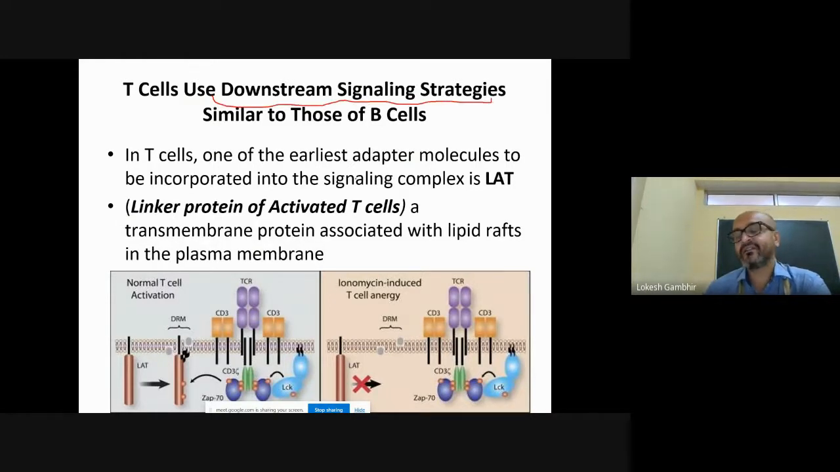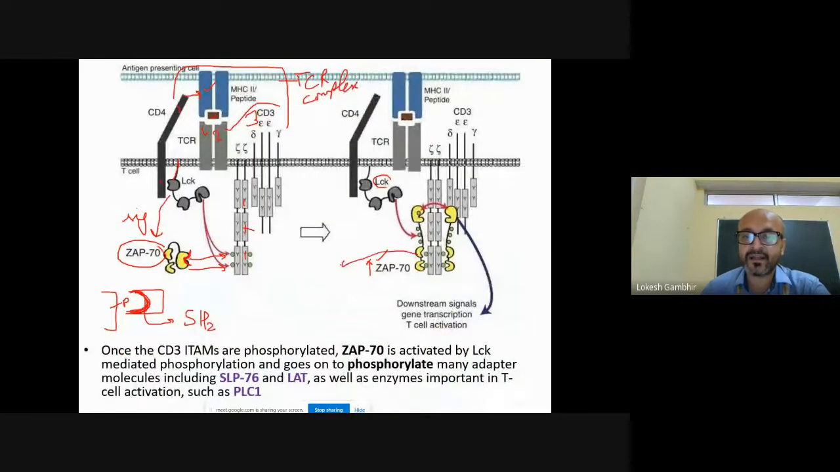Then the downstream signaling starts, and the signaling which was happening in B cell is common with what is happening in T cell. Now see here, see this particular panel for your reference. Once the ZAP70 is bound, then it will activate another adapter molecule called linker protein of activated T cell, or LAT, that is always present attached to the plasma membrane. This ZAP protein will cause the activation of the LAT molecule that is present with the membrane.